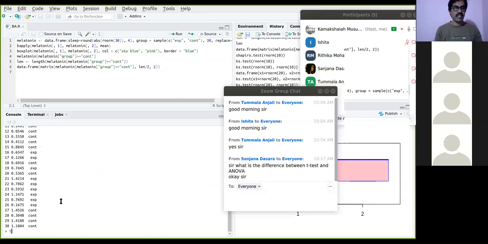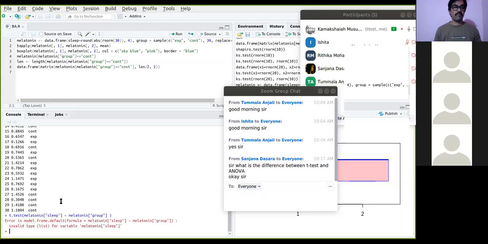Now, suppose you want to perform a t-test. You can go for a formula: sleep depends on group. I can use the t-test like this, with melatonin, and then sleep depends on melatonin group. Now this is actually a t-test. Okay, so invalid type list: it is telling us that a list cannot be used.